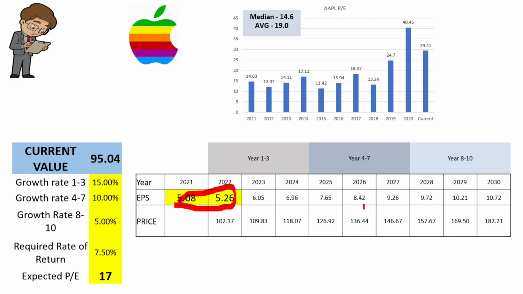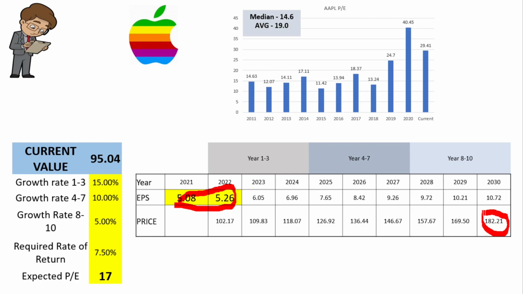Now how can we use this data? If we assume that Apple's price to earning at that time will be 17, which is between the median and the average in this case, we multiply the earning per share by the price to earning and we get a value for 2030 of $182.